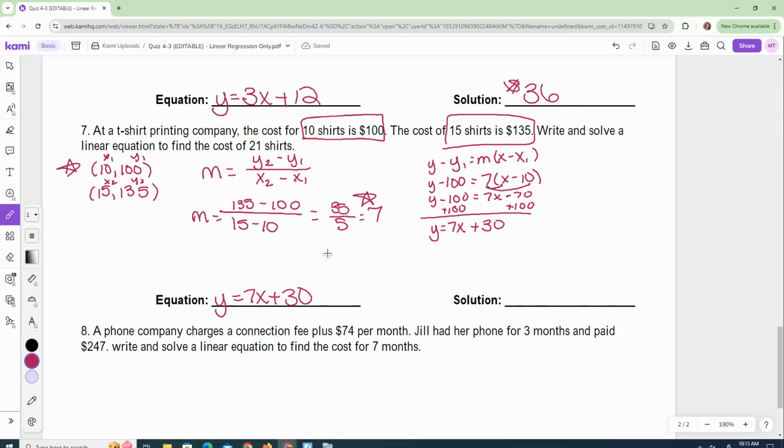So this is one where we are given 2 ordered pairs. Have to remember how to write an equation from that. And now to answer the question, it says solve a linear equation to find the cost of 21 shirts. Look back at your ordered pairs. 10 comma 100. The 10 was the number of shirts, the 100 was my cost. So if I tell you 21 shirts, that was the x. So 7 times 21 plus 30. So we plug that in. 147 plus 30 is $177.